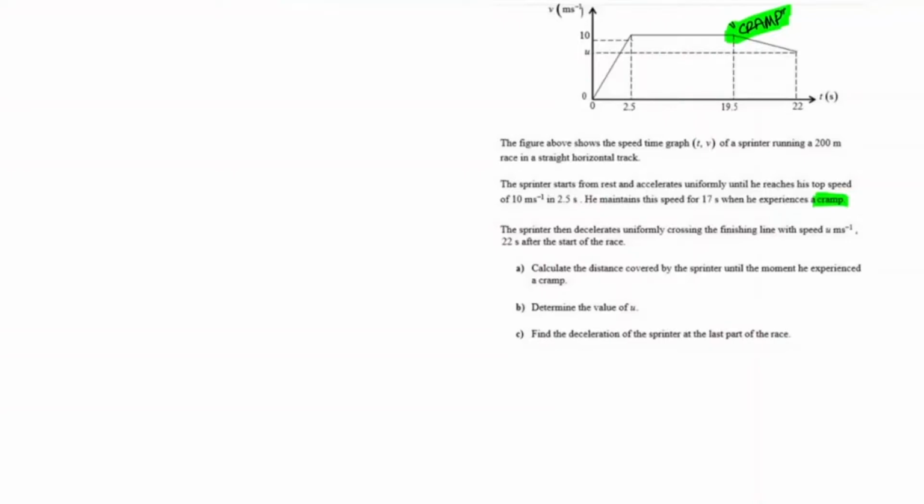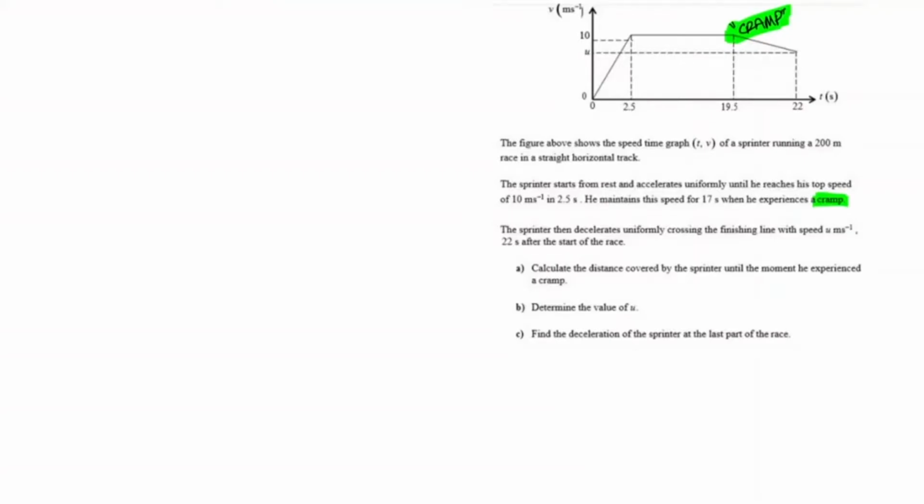Okay, we've got the context, we know the story, and we've got the graph. Looking at the graph, the only unknown is u, the speed or the velocity when he finally passes the finish line. Now, obviously, ideally in a race, you're running at your maximum capacity all the way until the end of the race. So he would have preferred to maintain his velocity of 10 meters per second, but the cramp got him and he slowed down slightly before crossing the finish line.